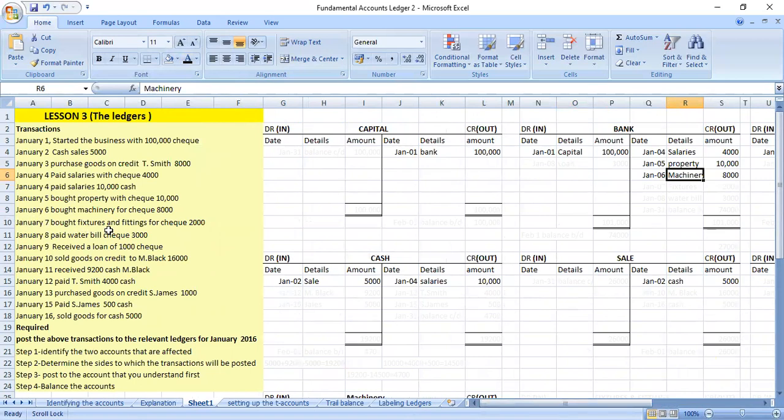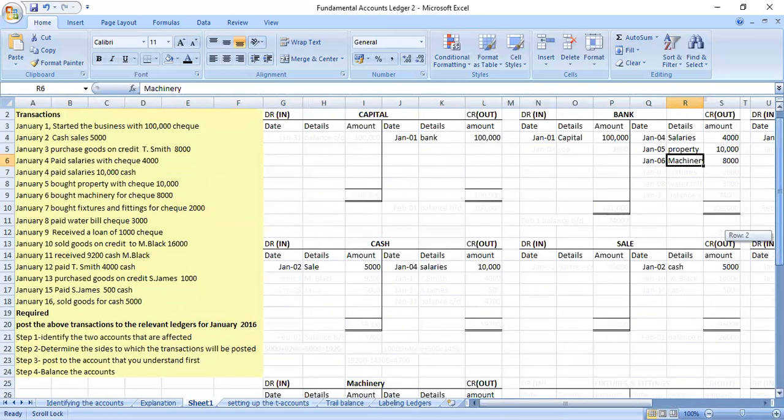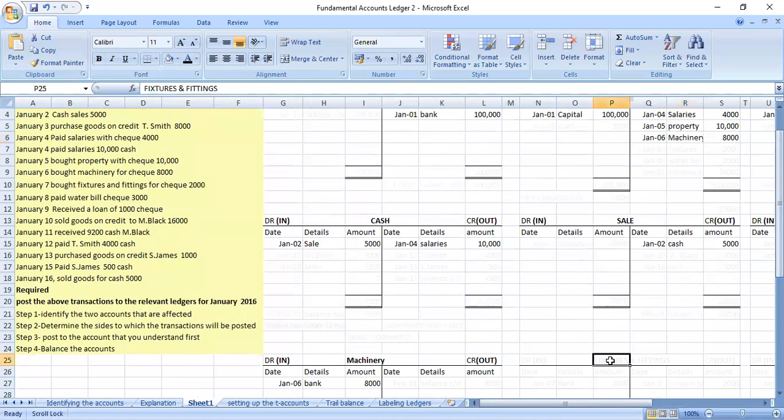January 7, bought fixtures and fittings for check. The two accounts affected are fixtures and fittings and check. So we have fixtures and fittings and bank. Check represents bank. Let us check and see now. Do we have a bank account? Yes. Do we have a fixtures and fittings account? No, we did not create one. So we're going to create one right now. Here it is, and we ensure that all our labelings and headings are there. All right, let us go back to the transaction.